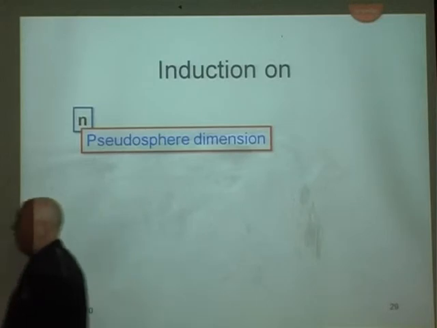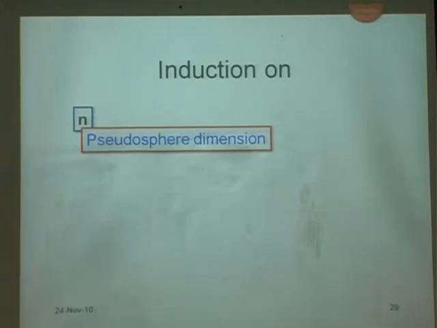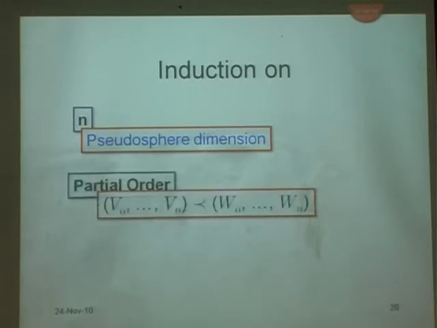So to prove connectivity, I'm going to do double induction. First I'm going to induct on the dimension. I'm going to assume that lower dimensional pseudospheres are appropriately connected, and then we're going to combine them to show that bigger, higher dimensional pseudospheres are connected. And then inside the same dimension, we're going to use this partial order to get connectivity. And of course, everything is going to boil down to the Nerve theorem in the end.